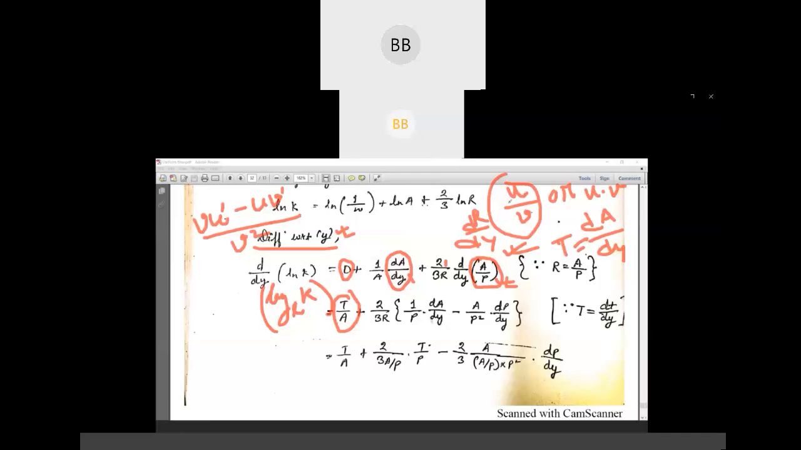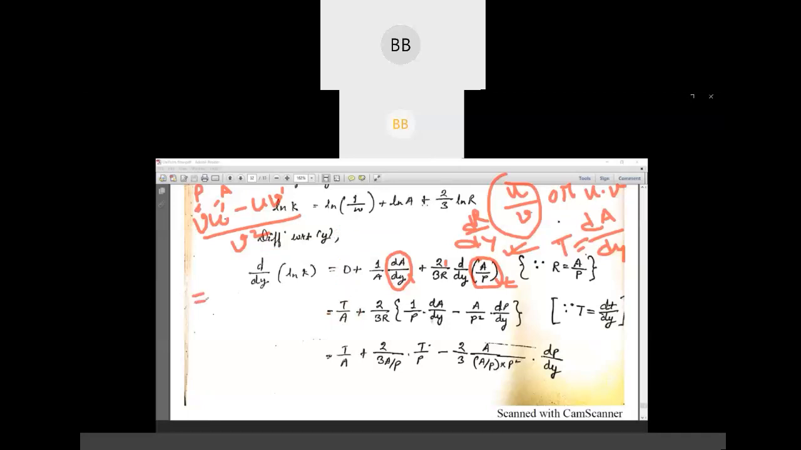That means u by v is your A by P. A by P means this v is nothing but your P, that is wetted perimeter, and this is your area. So first what you have to do, perimeter multiplied by differentiation of area with respect to y. Then minus area multiplied by differentiation of wetted perimeter.